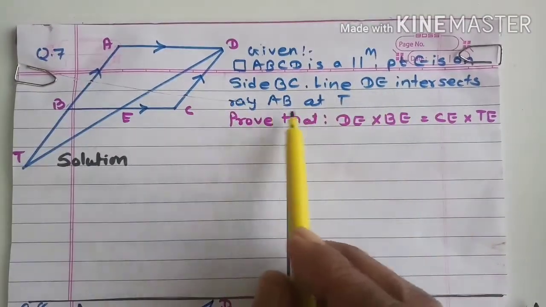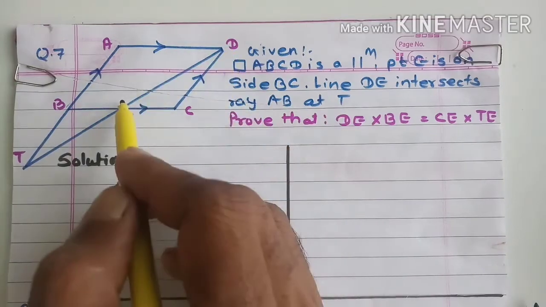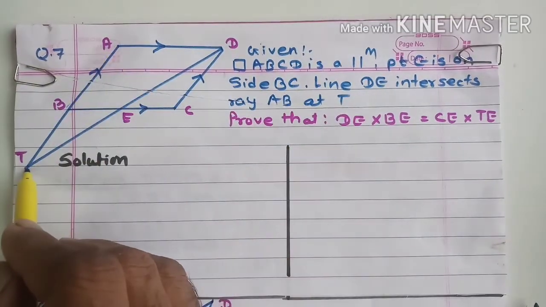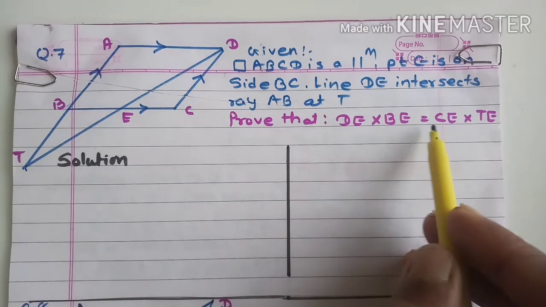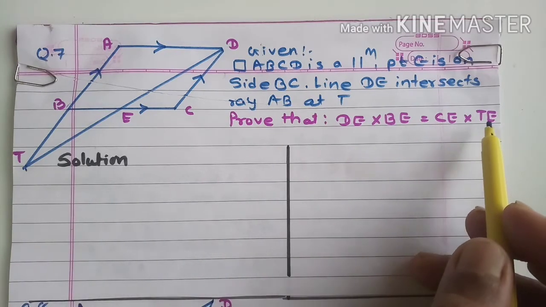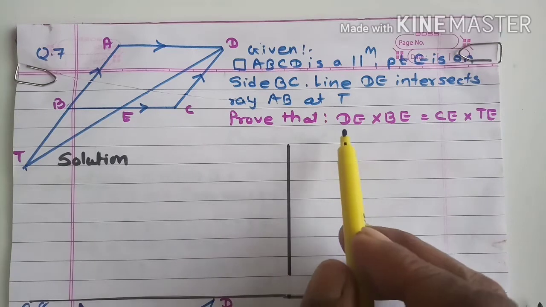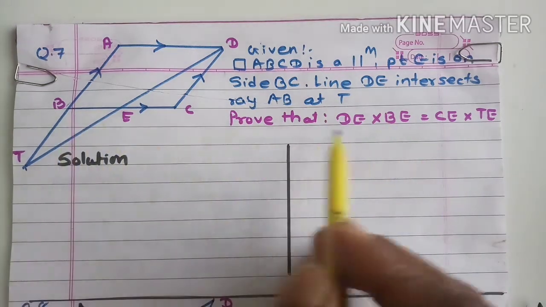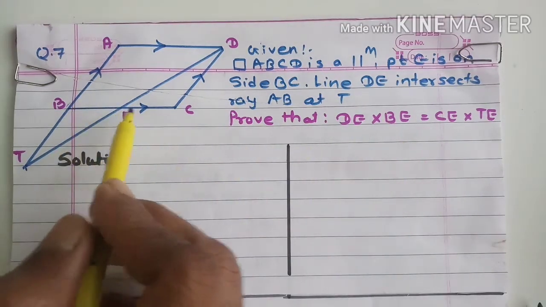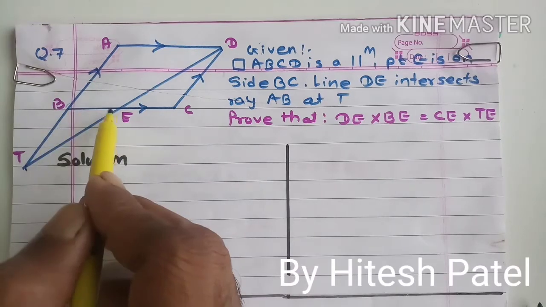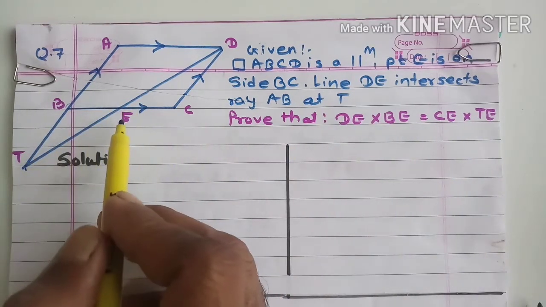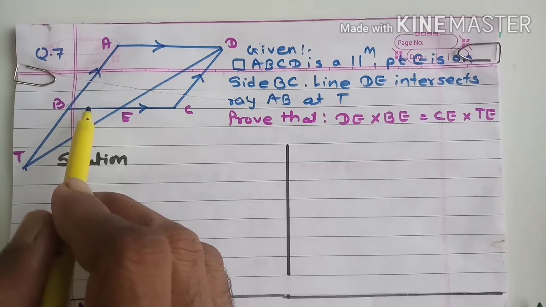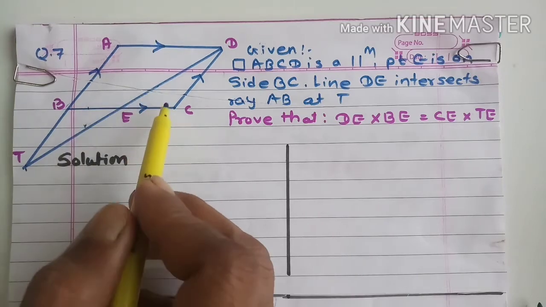DE intersects AB at point E. We have to prove that DE into BE is equal to CE into TE. Now check where these segments are in the diagram: DE, BE, CE and TE. So these are the segments which we need, 1, 2, 3, 4.